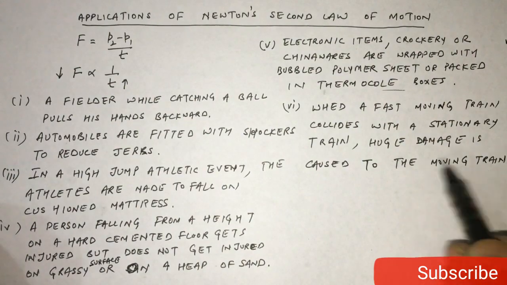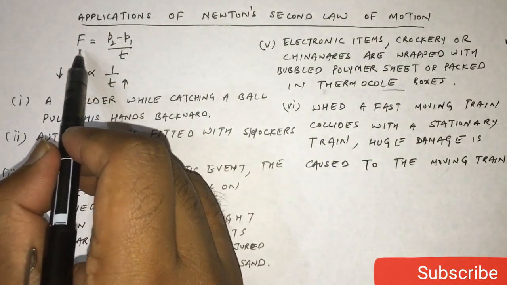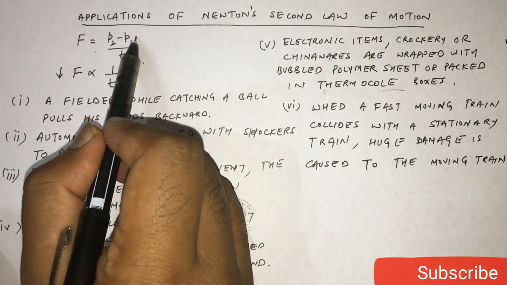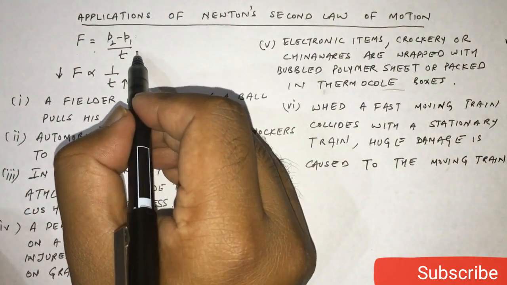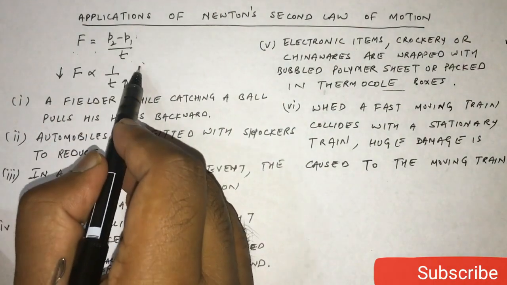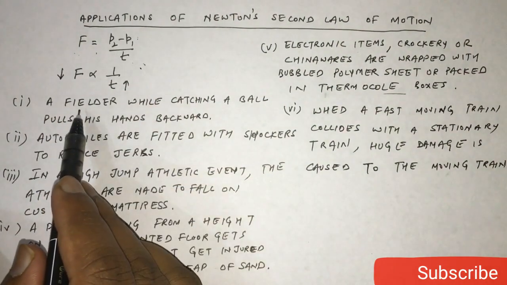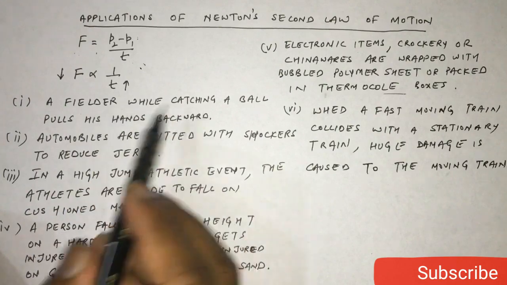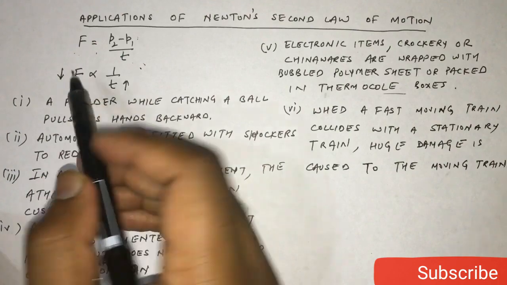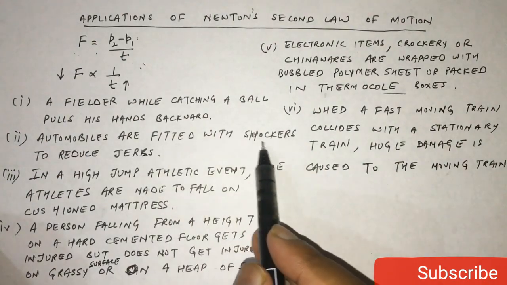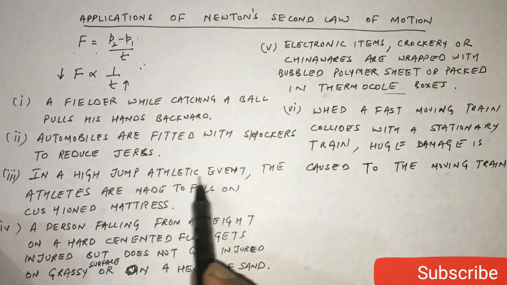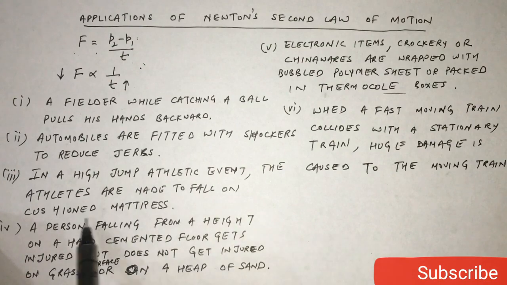I am repeating again. We have the formula F is equal to P2 minus P1 upon T, meaning force is equal to rate of change in momentum. If you increase the time of impact, then the force will decrease because force is inversely proportional to the time. In the first application, we discussed a fielder while catching a ball pulls his hand backward to increase the time of impact and to decrease the force. Second, shockers are provided in the vehicles to increase the time of impact again. In a high jump athletic event, athletes are made to fall on a cushion mattress.